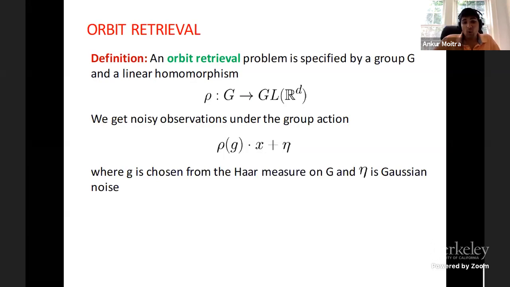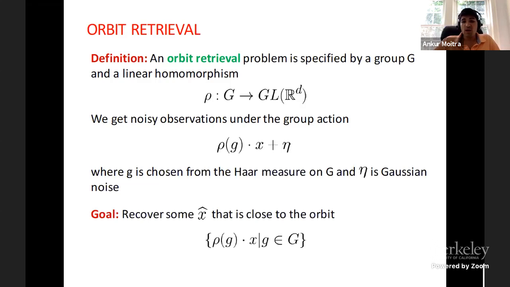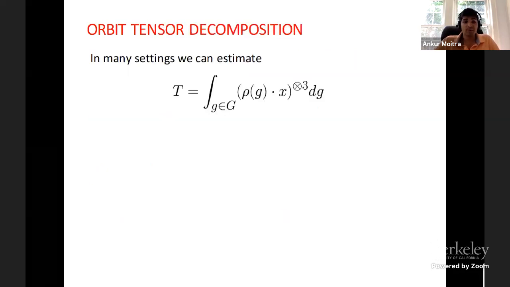So the way that you formulate orbit retrieval problems is that there's an underlying group and a group action, and there's an underlying signal that you want to recover, X. So what happens is each sample looks like you choose a random element of your group from the Haar measure, you apply that group action on X, and then you add noise, let's say Gaussian noise. And the question is that you want to recover the underlying vector X. Now, you can't actually tell the difference between X and anything else in its orbit. So instead, what you want to do is recover some X hat that's close to the orbit. That's why it's called orbit retrieval.